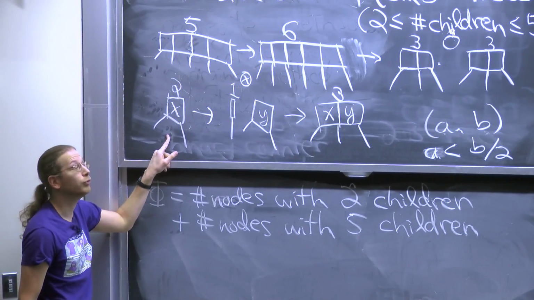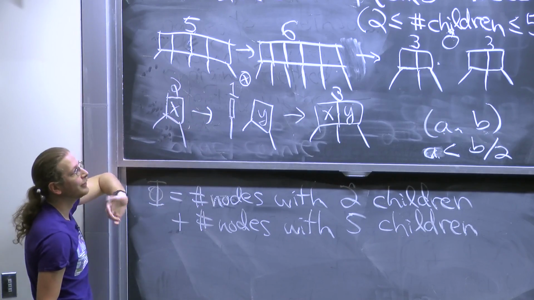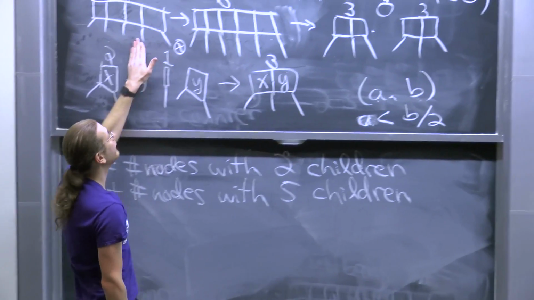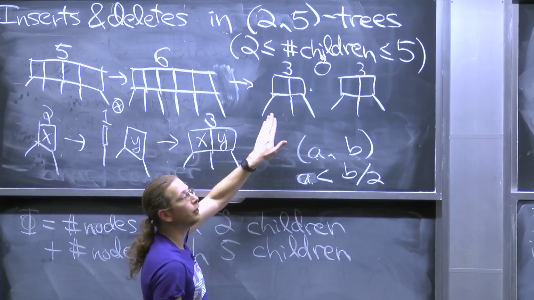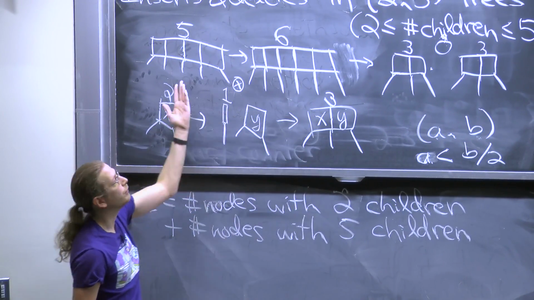That's what would happen even with 2, 4 trees, 2, 3, 4 trees. But with 2, 5 trees, there's enough of a gap that when we split 5 in half, we get 3s only, no 2s. And when we merge 2s, we get 3s, no 5s.